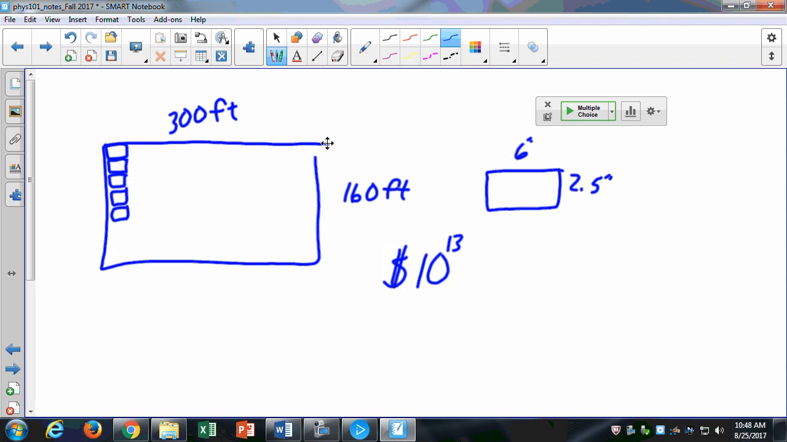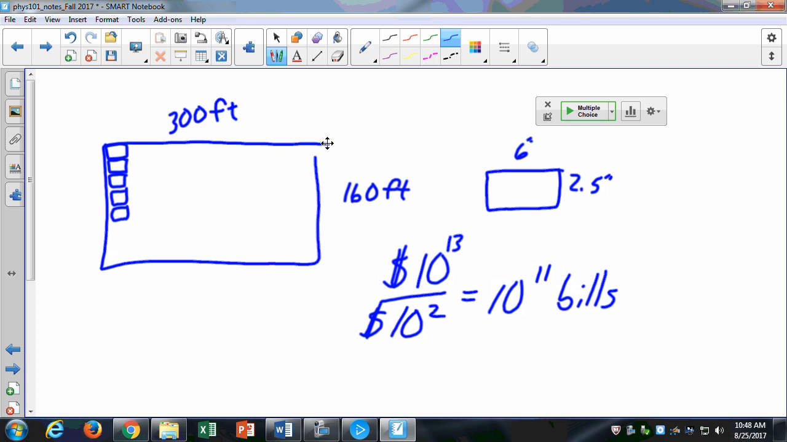You want to find out how many bills you're dealing with. Well, you're not dealing with 10 to the 13th, right? Because you have $100 bills. So in order to find out the number of bills, you're going to divide by $100. So this gives you 10 to the 11th bills.